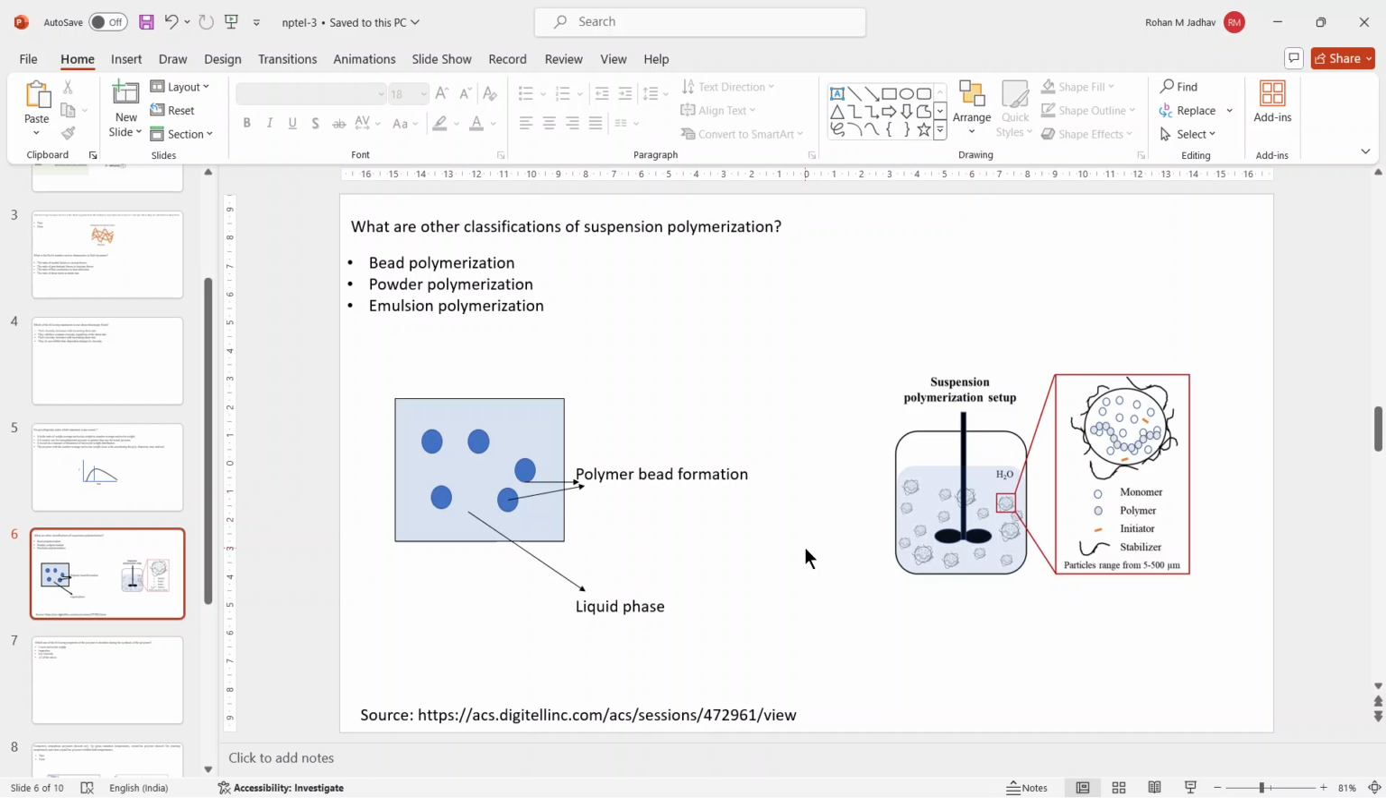And if the polymer is not soluble in its monomer, it will be present in small separated molecules, and that gives it a powder-like appearance, and that's why it's called powder polymerization. Emulsion polymerization is an altogether different kind of polymerization process where the polymer is emulsified using a surfactant. So with suspension polymerization, we do not have any kind of surfactant. So that's why the classification will only include the two, bead polymerization and powder polymerization. So these two are the classifications of suspension polymerization.